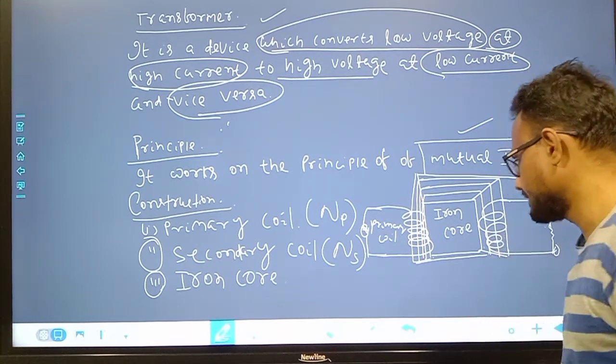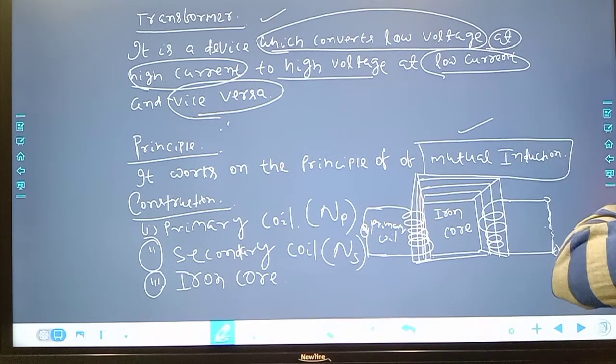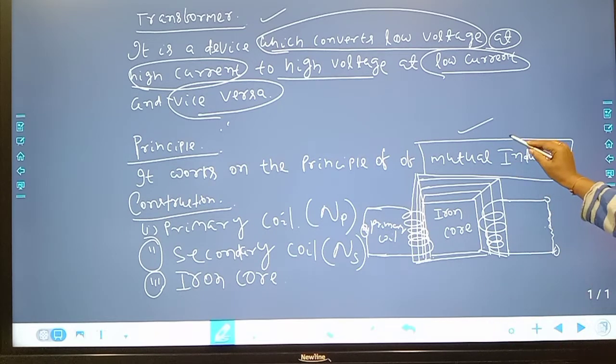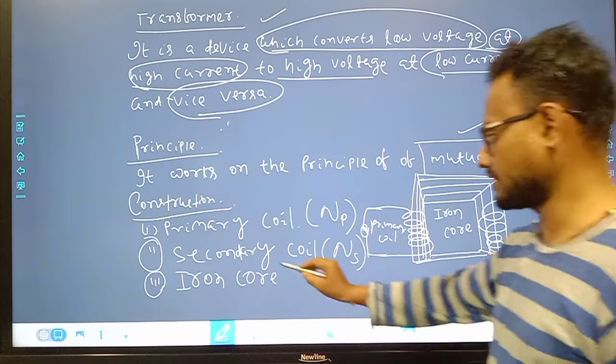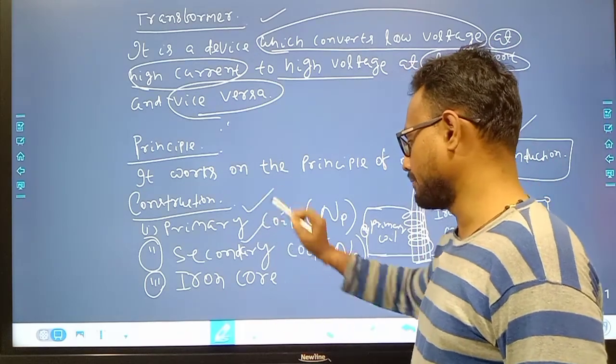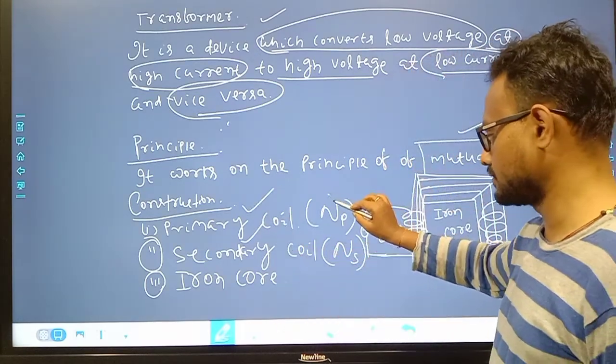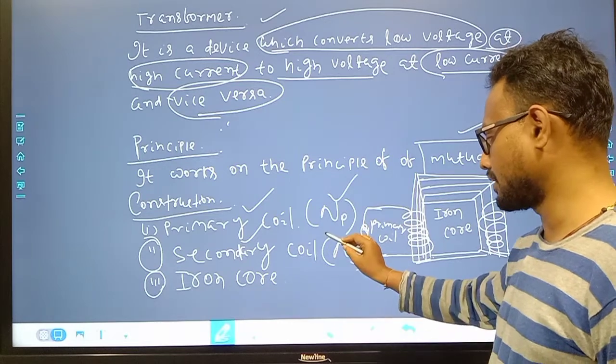Okay, so a transformer is a device which works on the principle of mutual inductance or mutual induction. Construction: the primary coil number of turns will be NP, and the secondary coil number of turns will be NS.